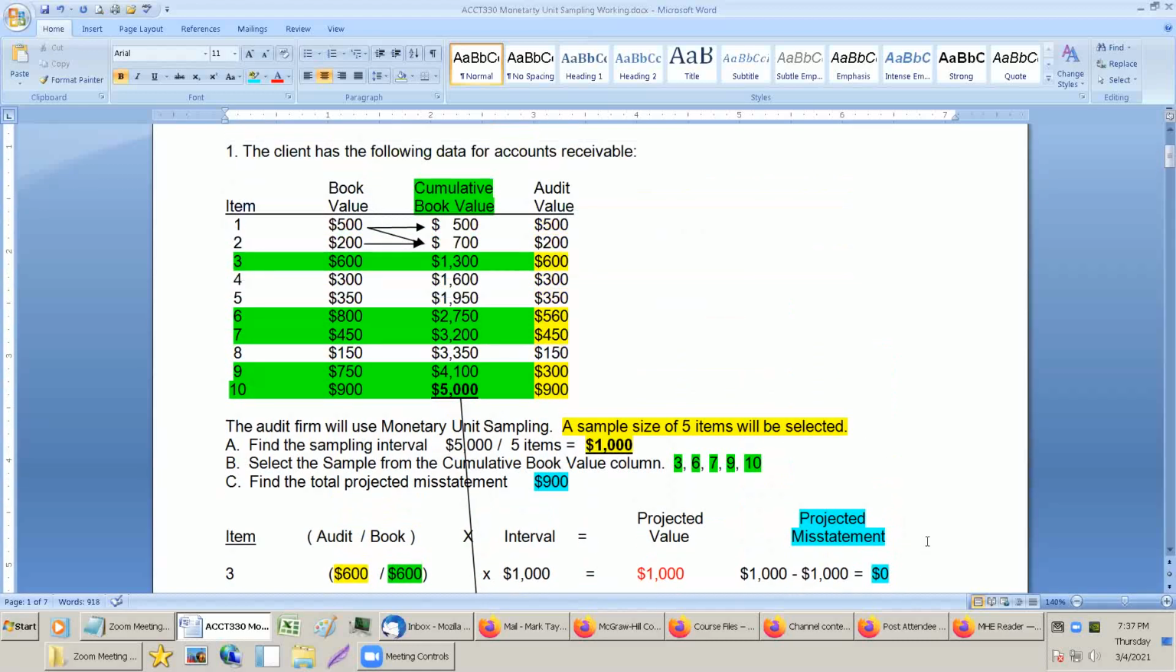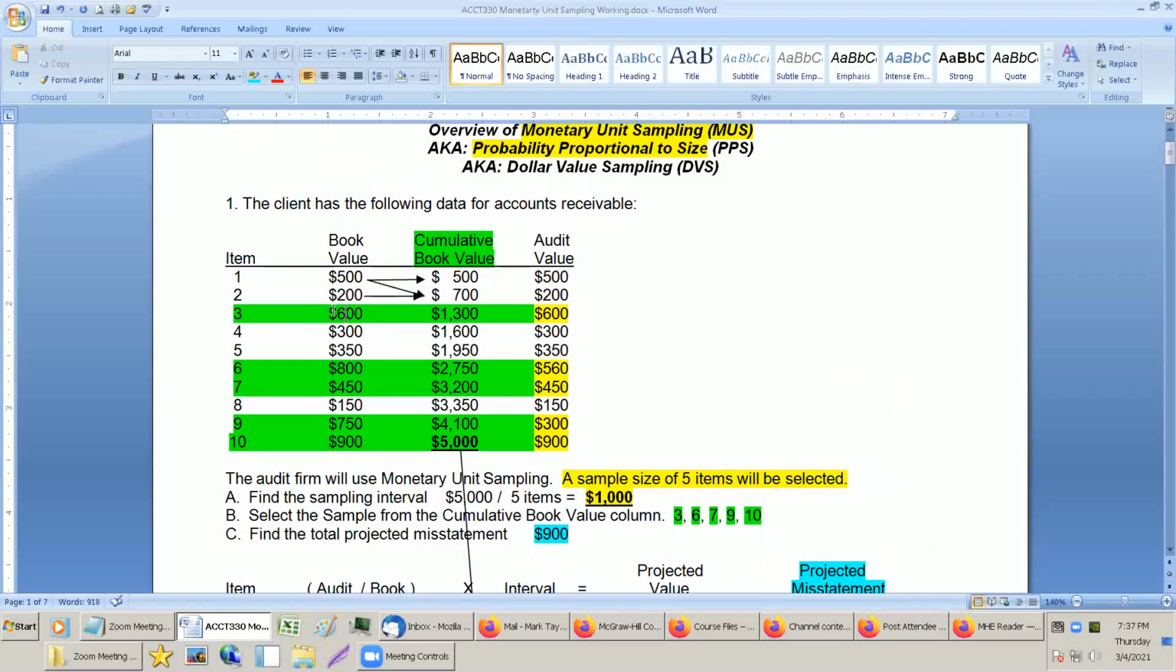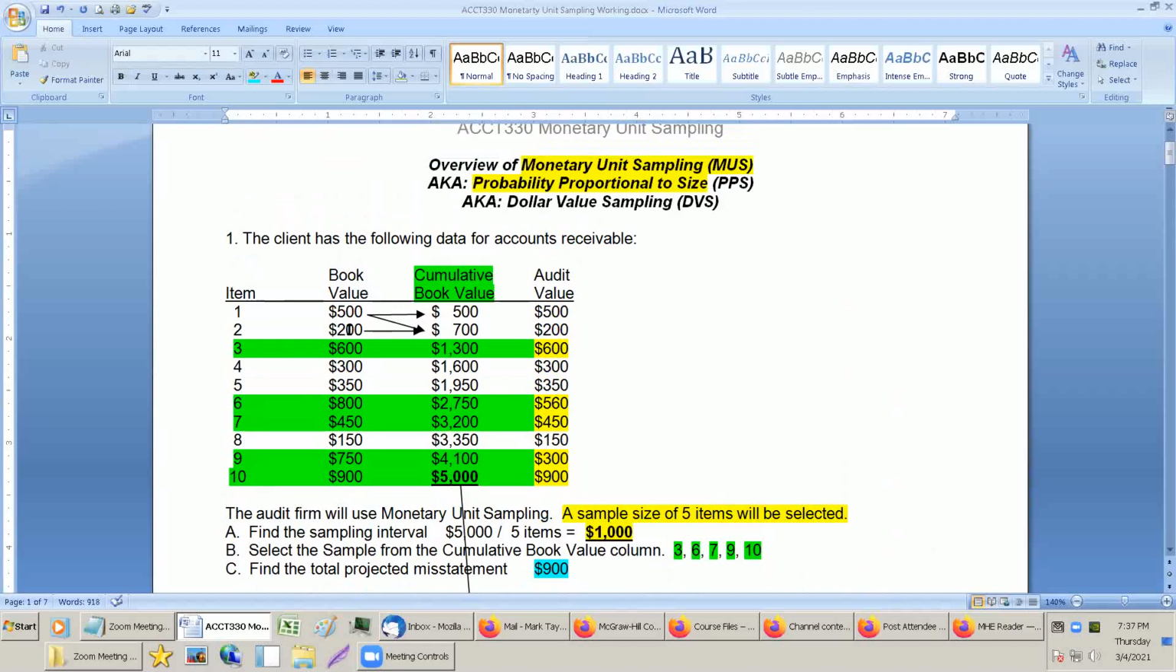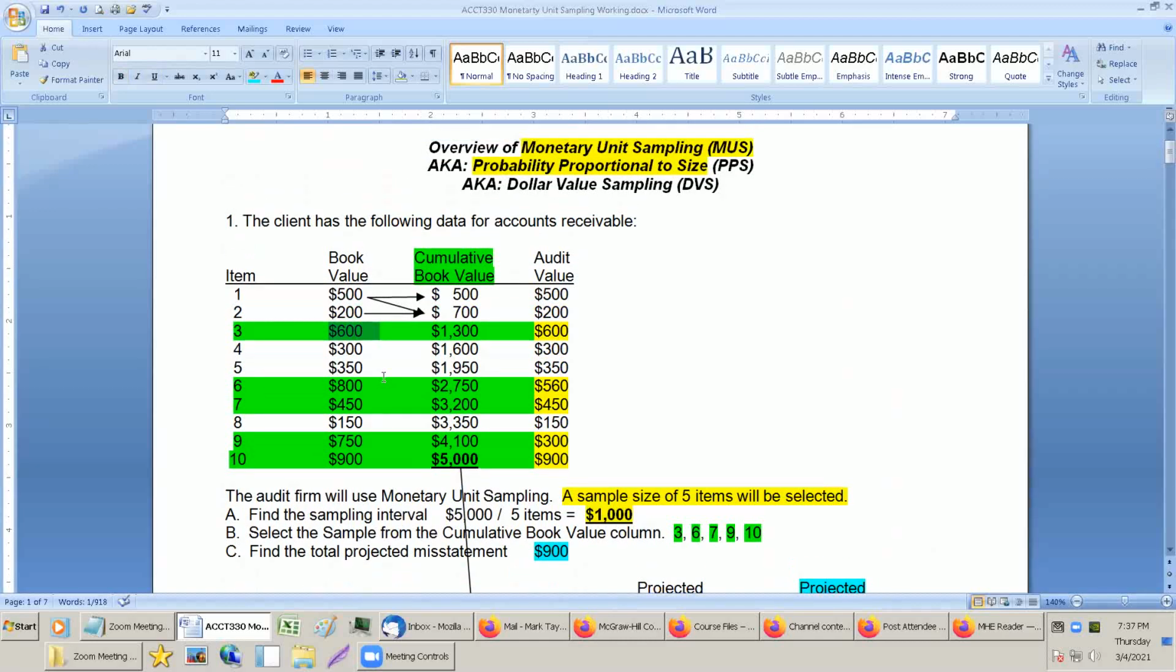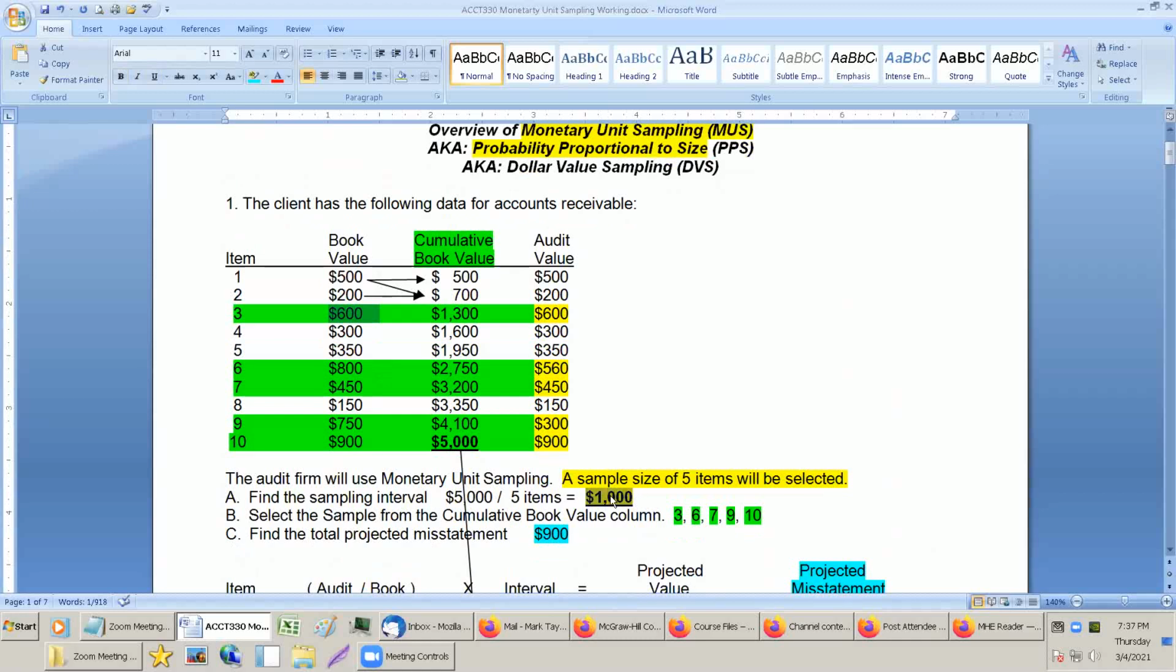And that is up here. When you talk about these book values for items, notice something. If our interval is 1,000, what does that tell you? That tells you that any item, if it were more than 1,000, would be guaranteed to be picked, right? If you had something that was more than 1,000, it would at least cross one of the intervals, maybe two. So if you had an account, say it was worth $1,300, you'd be guaranteed that you would pick that item.